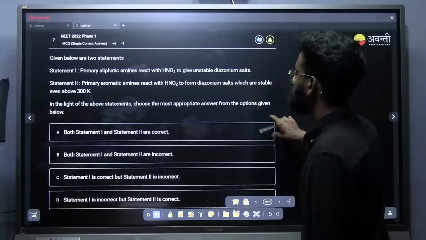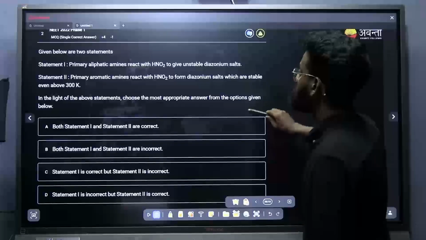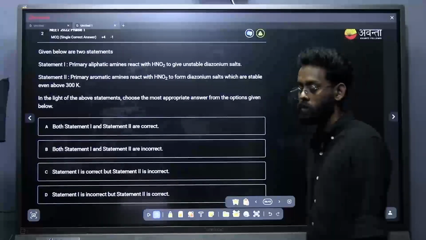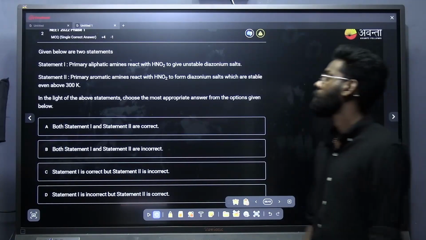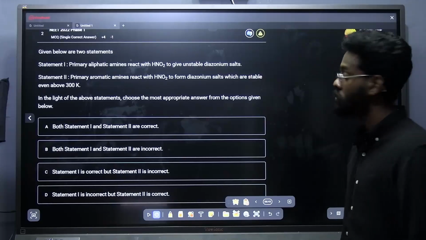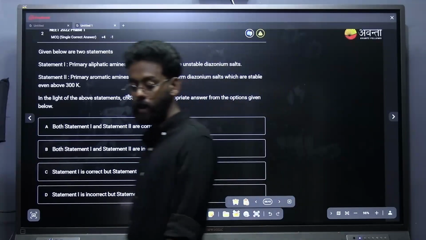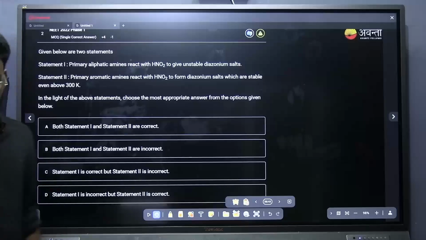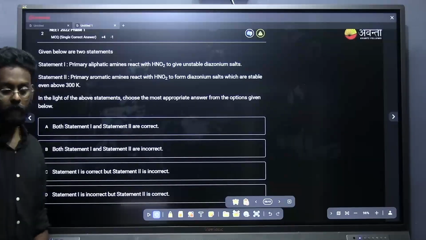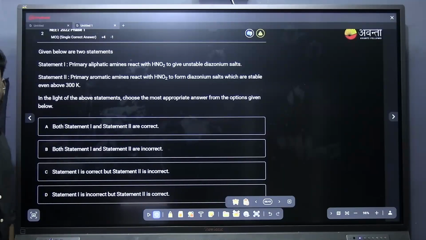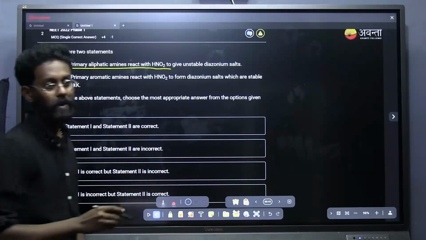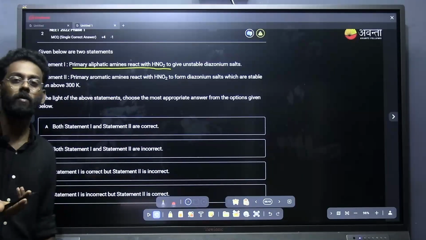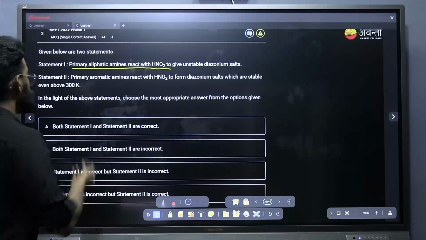Another question. Primary aliphatic amine reacts with HNO2 to give unstable diazonium salt. You have to check whether it is correct or wrong. Give me the answer in the chat box. Are you saying it is correct or wrong? It is correct. Yes, it is a primary aliphatic amine. Already we have discussed, it won't give a stable one. It will convert to alcohol because it is very unstable. So this is a correct statement.